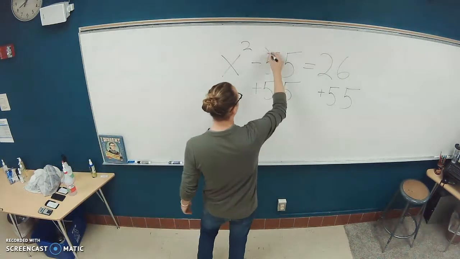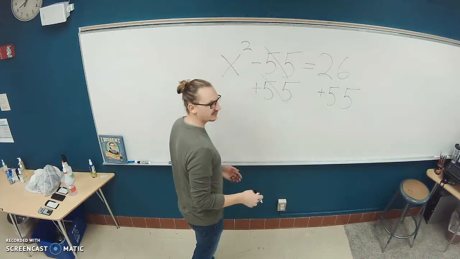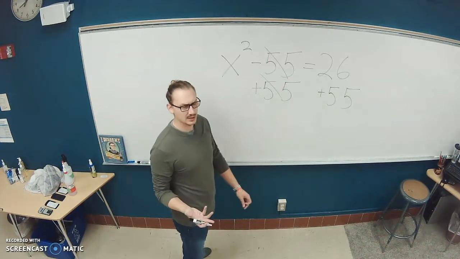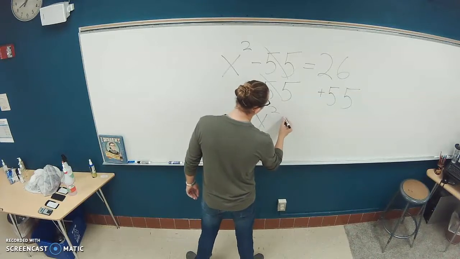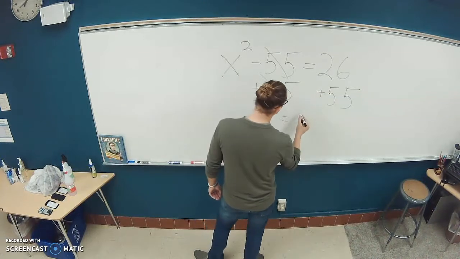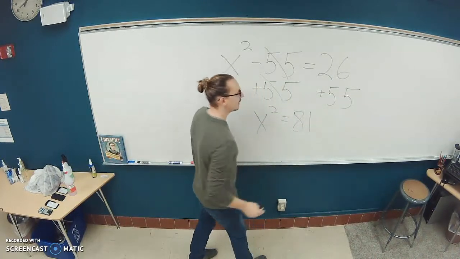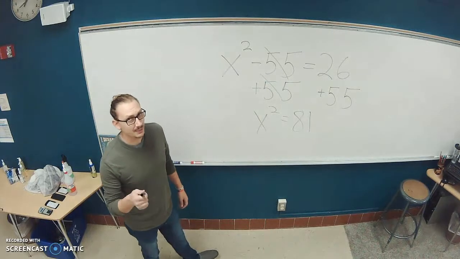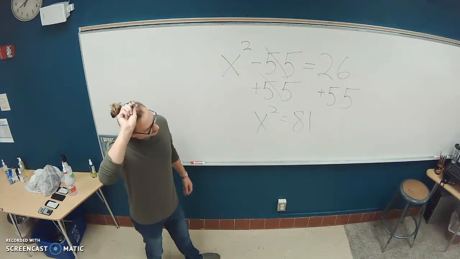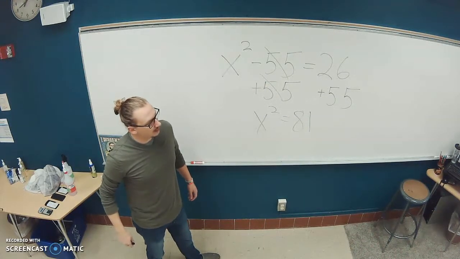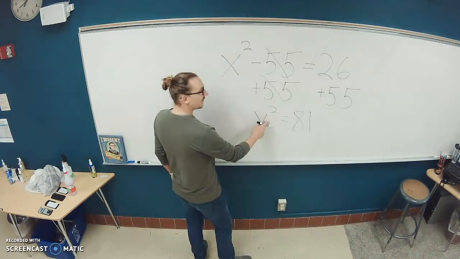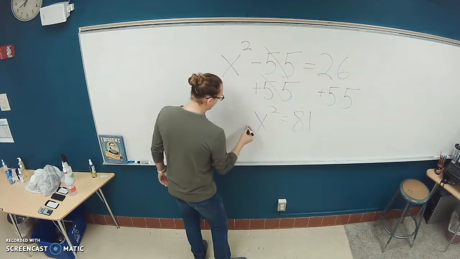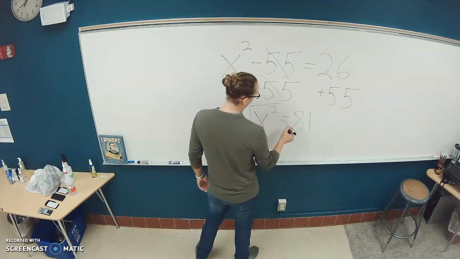Everything will cancel on the left right here, because if I subtract 55 and then add 55, I'm back where I started. So I've got x squared equals 26 plus 55, which is 81. And 81 is a perfect square. You'd be thinking that looks like it's going to work out pretty well. Maybe something's going on here. x is finally by itself, other than that square, so we're going to get rid of the x squared.